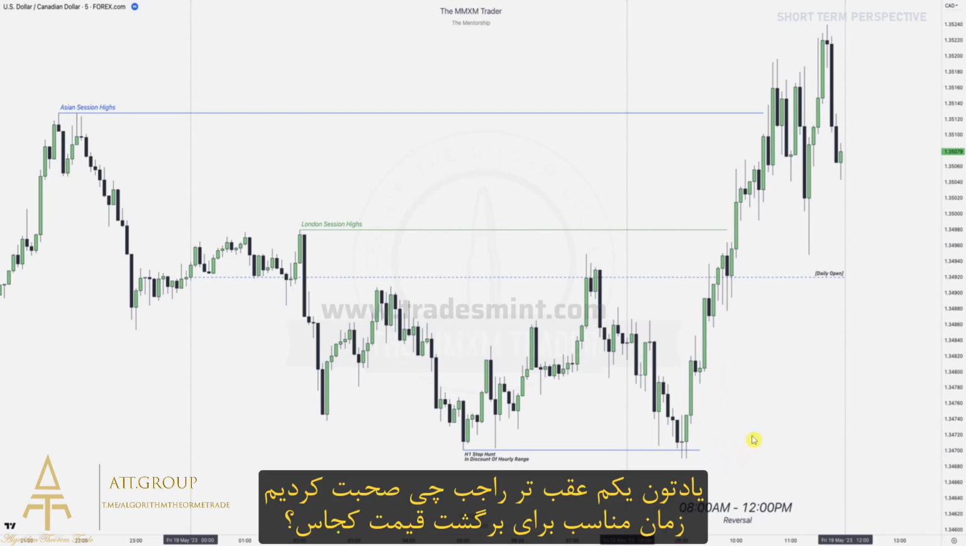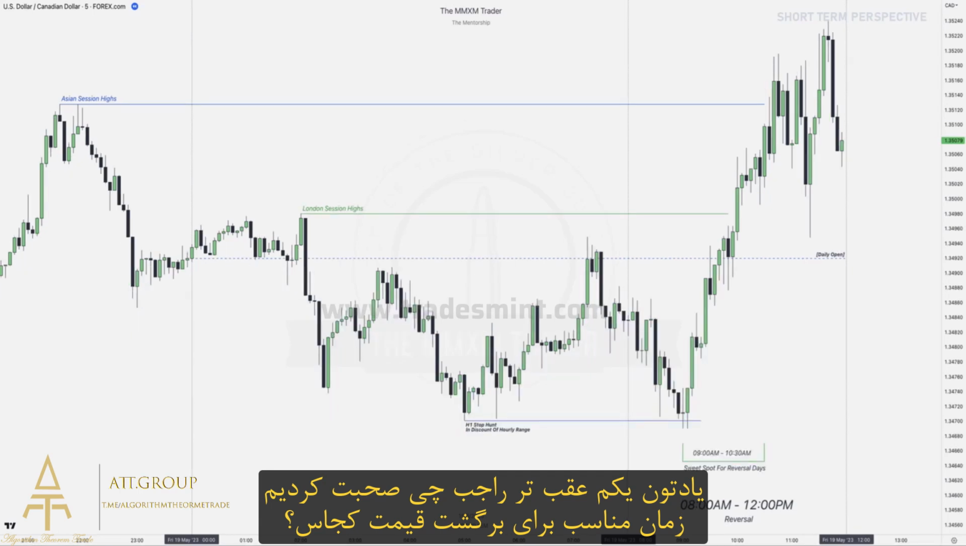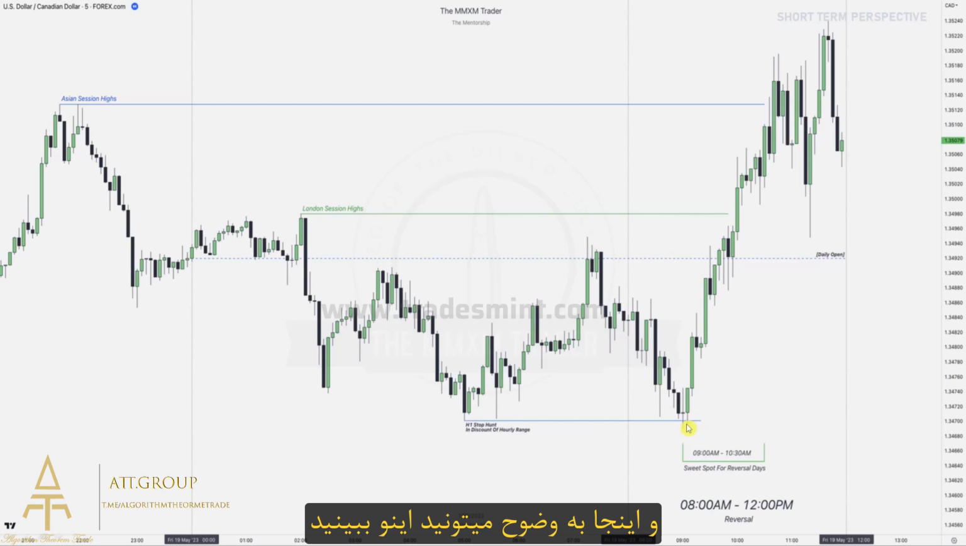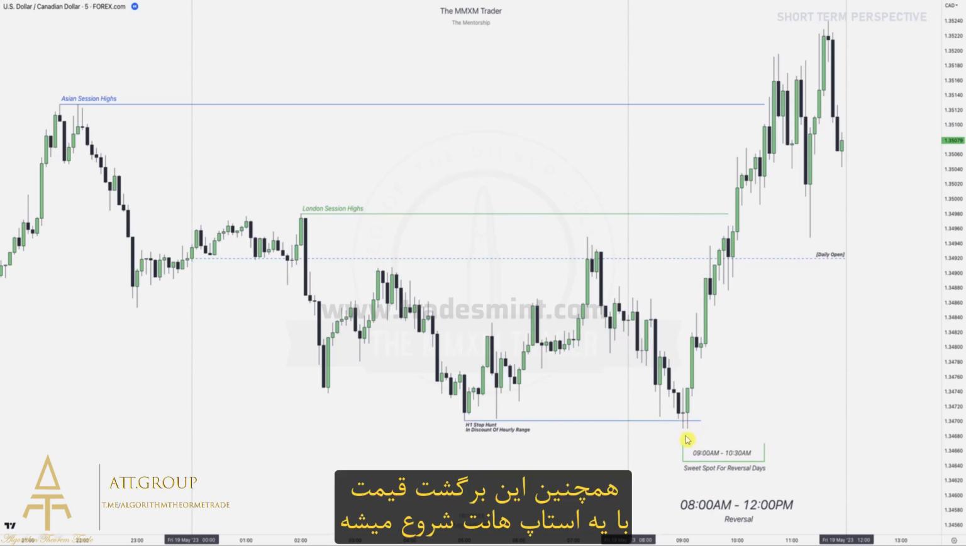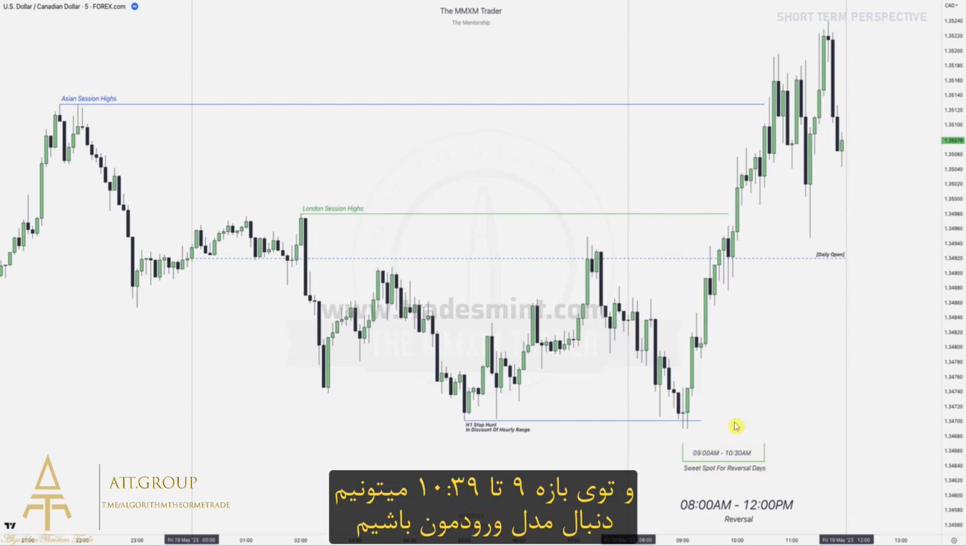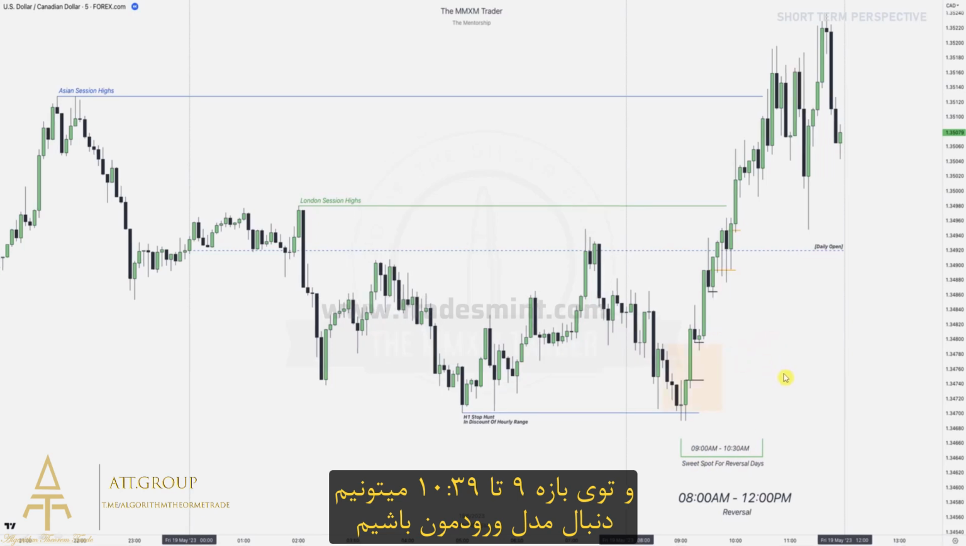Now think about, we talked about time earlier, right? What is the sweet spot for a reversal? That 9 a.m. to 10:30 a.m. is the sweet spot for those reversal days. And you can clearly see over here also, we start that reversal with that stop hunt. It's right on the dot on 9 a.m. And then in this time frame, 9 a.m. to 10:30 a.m., we can spot our entry model.